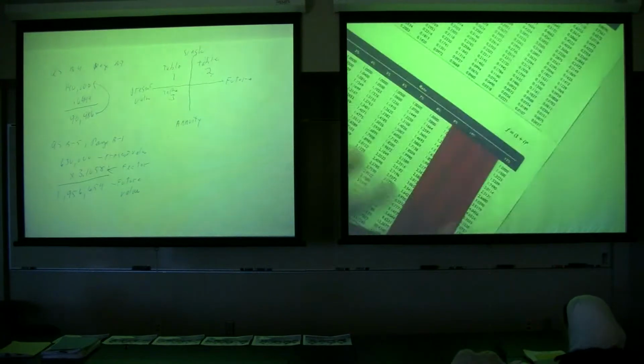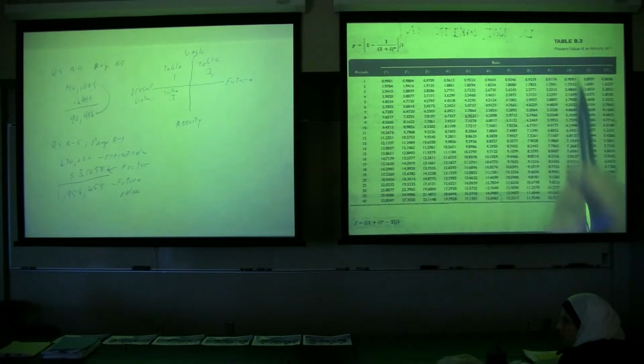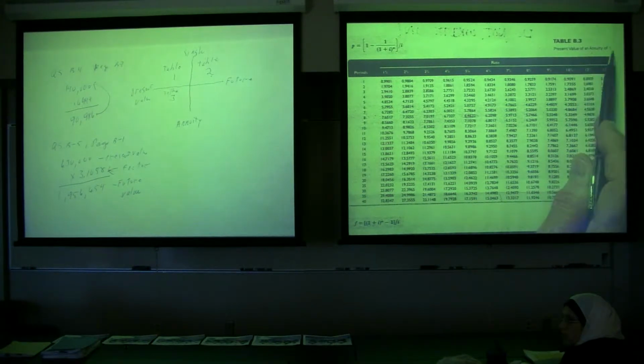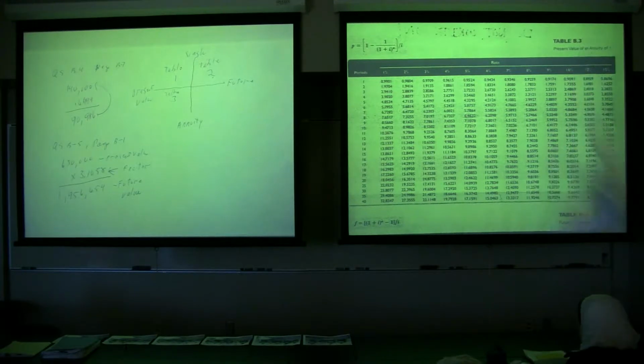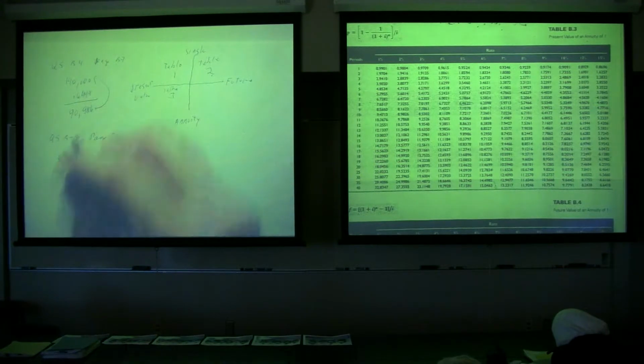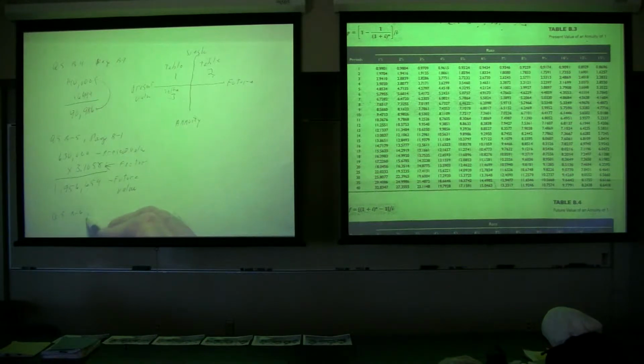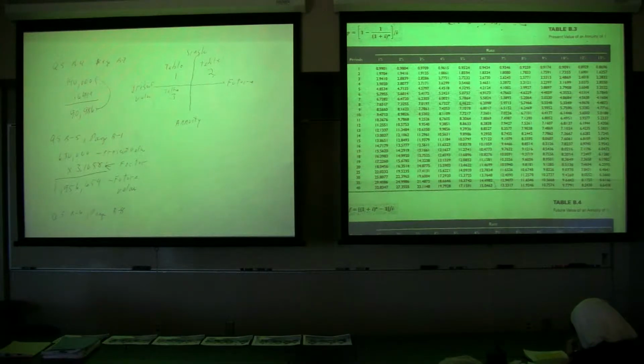Table 3 looks like this. Okay, so here's table 3. So table 3 now is the present value of an annuity of $1. So let's use quick study B6 as our example, and you find that on page B8. Okay? So here's B8.